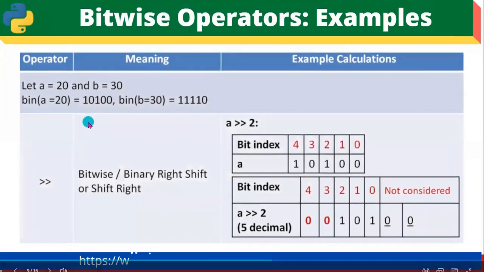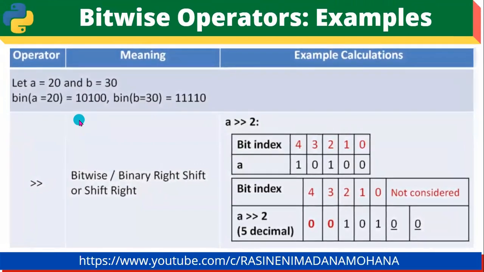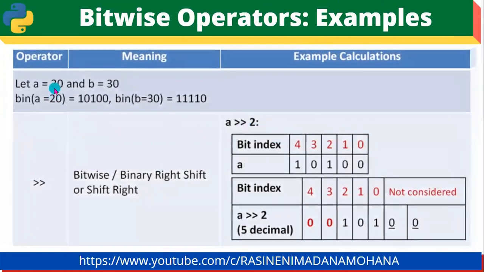So the right shift operator, this you have to observe carefully. The same value, a equal to 20. Now we are shifting 2 cells towards the right. Now you can see this is the original representation, 10100. The indexing is 0 to 4 from right to left. Now 2 cells we are shifting towards the right side. So that means on the right side you can create 2 new cells.